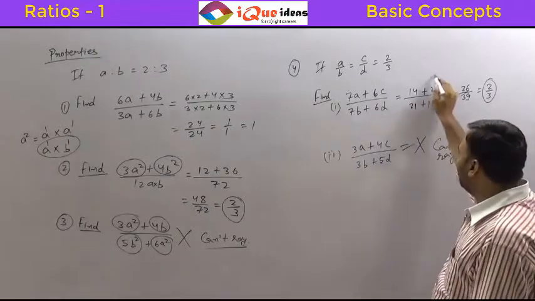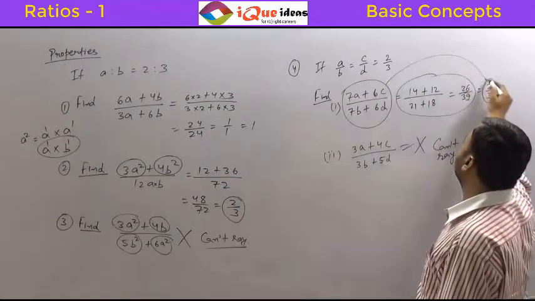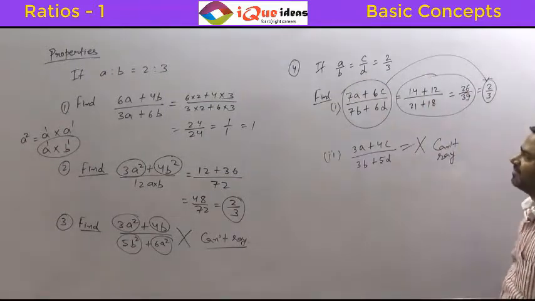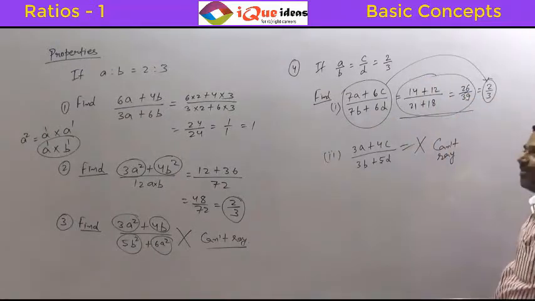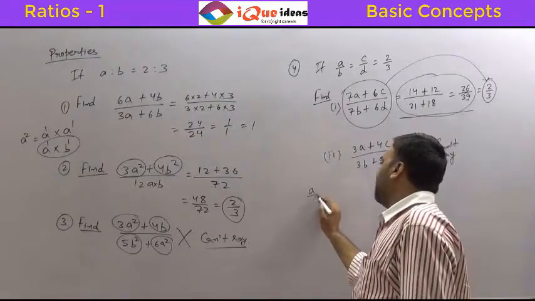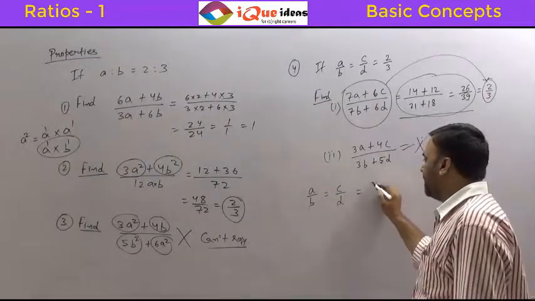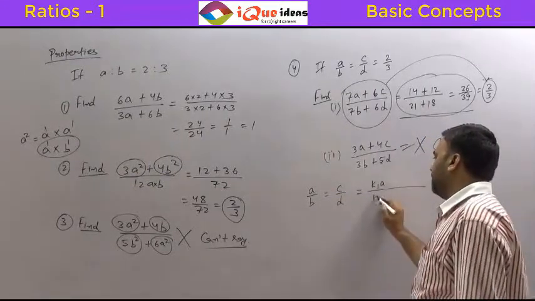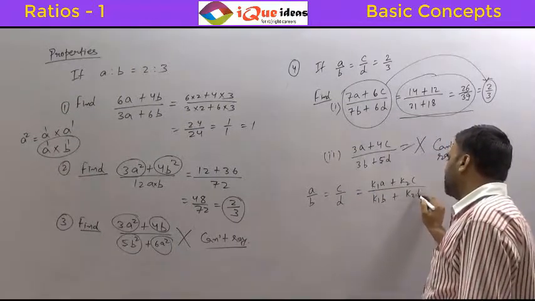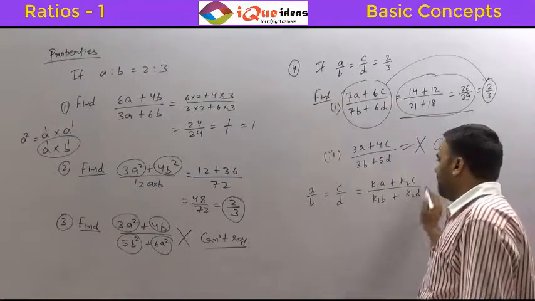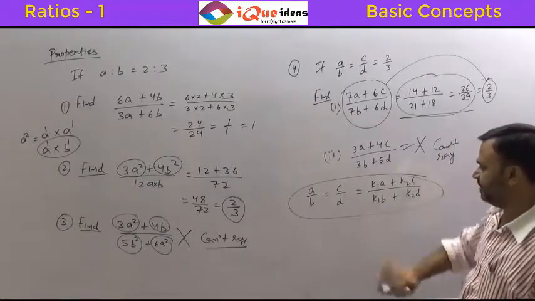Now, did we actually need to do all this? No. As long as this condition is fulfilled, this ratio will remain the same. So we don't even need to do this calculation. We simply say the value is the same. What does it mean? It means a by b is equal to c by d. Then, let's say we multiply a and b by k1, so k1a, k1b. We multiply c and d by k2, so k2c, k2d. As long as this continues like this, the ratio will remain the same as the original ratios.